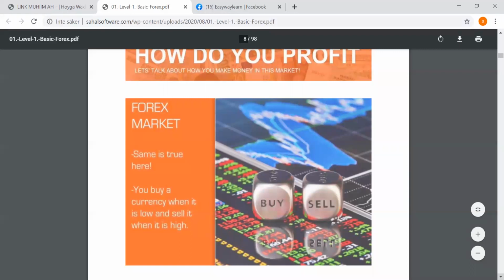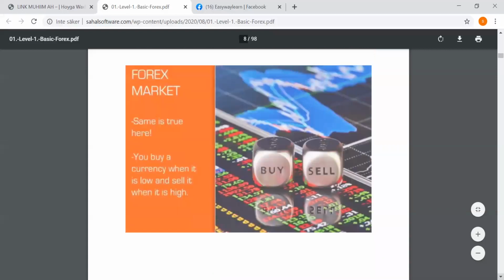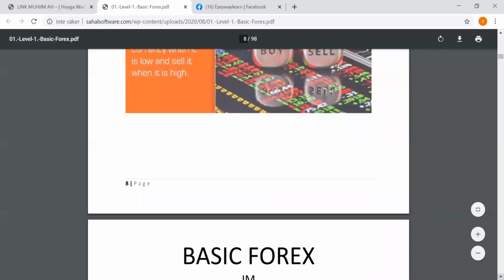If I have a store and I sell food, when will I buy stock for my store? I'm going to buy something if I see that what my store needs is at a very low price. I'm going to buy it, and then I will sell it when the price goes up. So that is the way you can make a benefit in this forex.